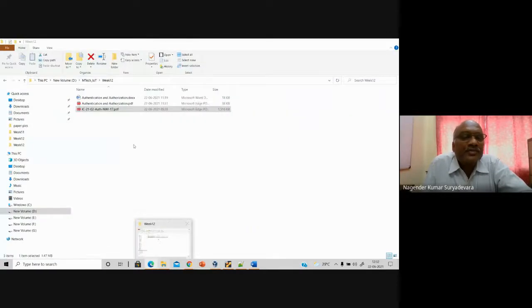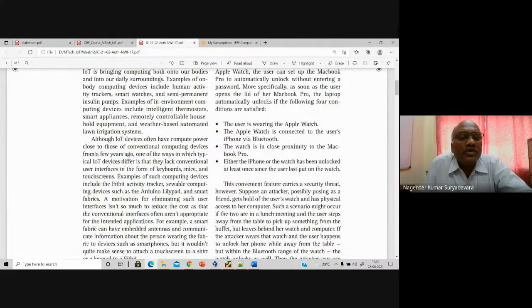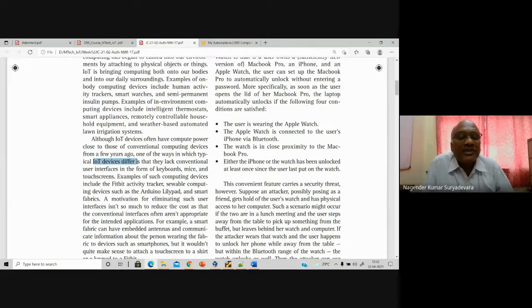You can see the discussion here. What it says is, as we are entering the era of the Internet of Things, computing devices become smaller, smarter, and ubiquitous, and computing has become embedded into your environment, attached to physical objects or things. Although IoT devices often have compute power close to that of conventional computing devices from a few years ago, one of the ways in which typical IoT devices differ is that they lack conventional user interfaces. Please remember, IoT devices differ from other typical devices in terms of conventional user interfaces in the form of keyboards, mouse, and touch screens. So IoT devices will not have keyboards or a mouse or touch screens to enter the username and the password. That is the basic drawback.